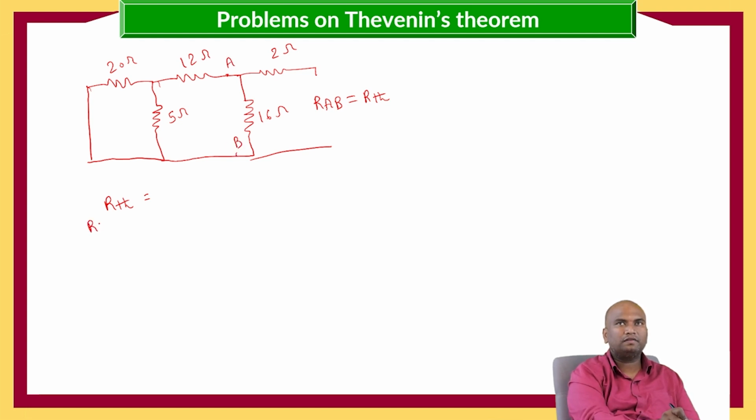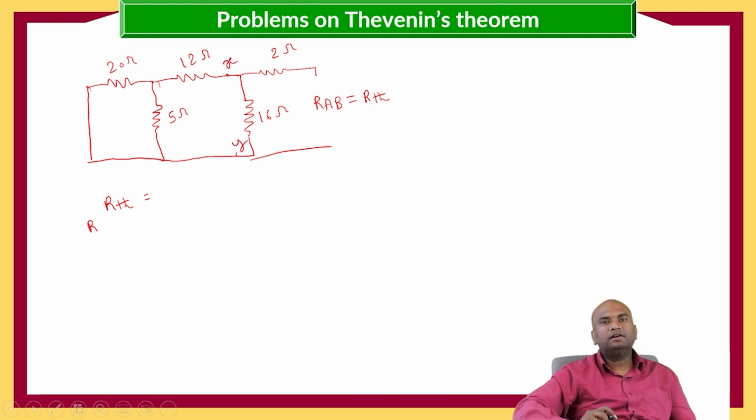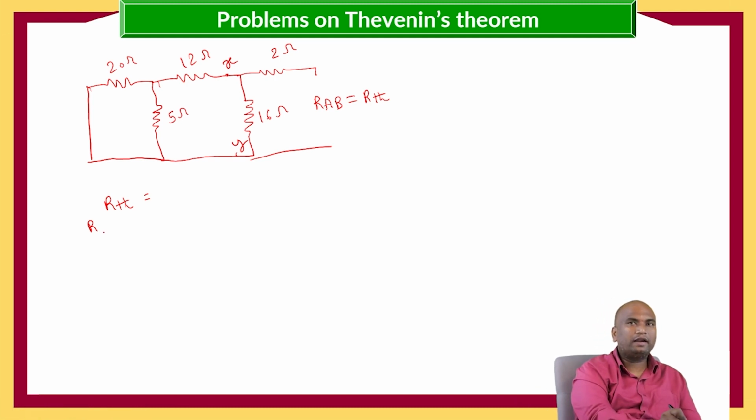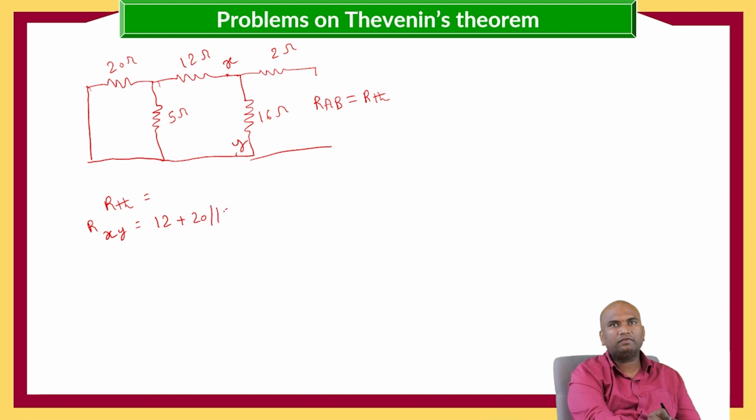So RAB, let us take, don't take AB, let us take these terminals as XY, because already we have taken AB terminals as the output terminals or load terminals. So RXY is equal to 12 ohms in series with 20 in parallel with 5, which is equal to 12 plus 20 into 5 by 20 plus 5, 12 plus 4, which is equal to 16 ohms.